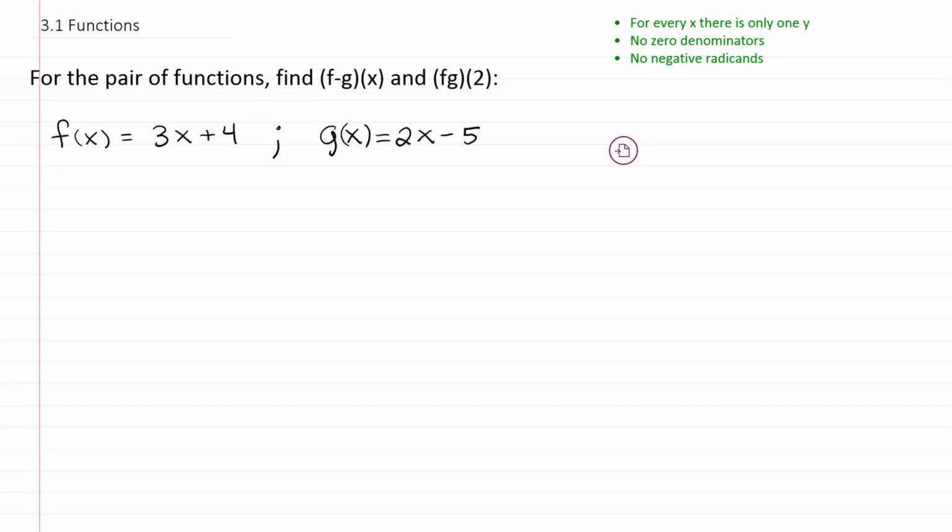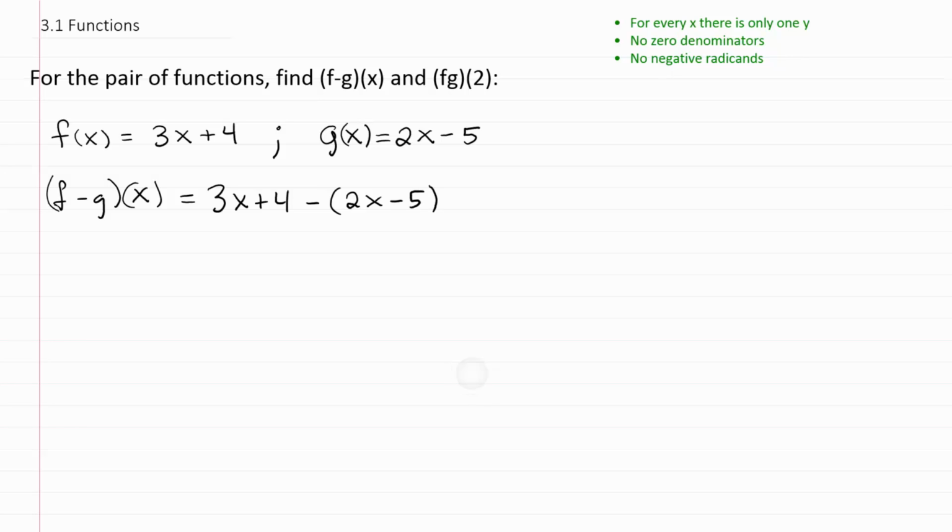For the pair of functions, find f minus g of x and f times g of 2. So what we want to do here is basically demonstrate how to do arithmetic with functions. So f minus g, for example, can basically be done by subtracting the two functions in the order which is specified. So it'll be 3x plus 4 minus the second function, which would be minus 2x minus 5.